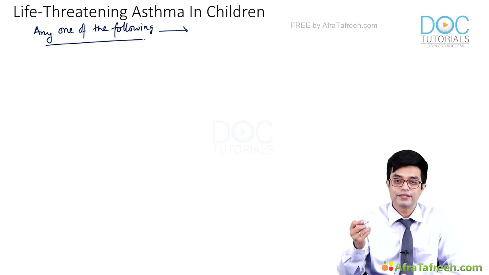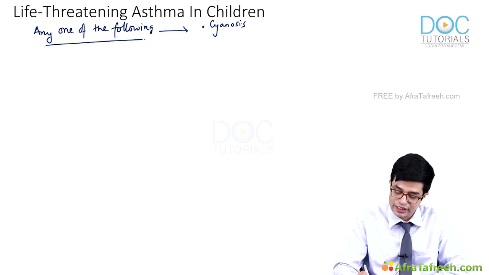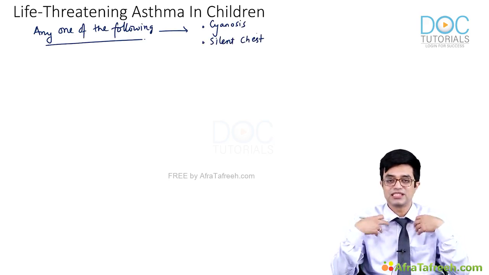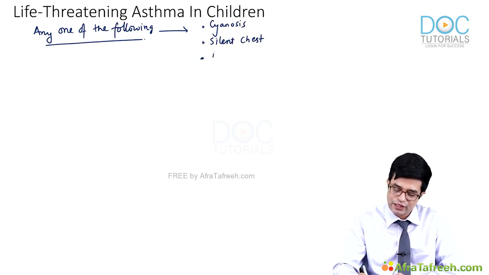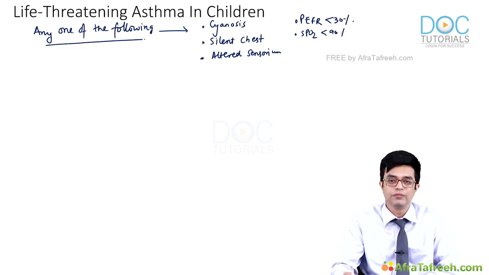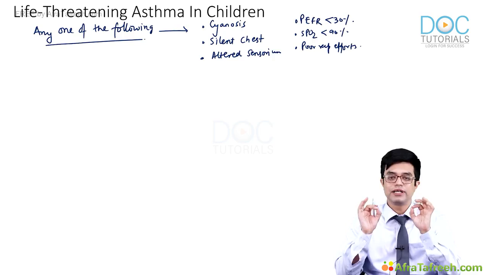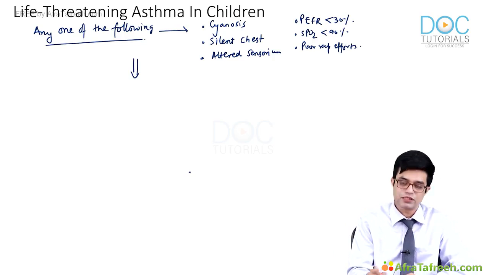So what are the things that you should remember? If the child is having central cyanosis, or a silent chest, where wheezing disappears, it is not a good sign; maybe the muscles are getting fatigued. If the child is having altered sensorium, if the child is having peak expiratory flow rate less than 30% of expected, if the SpO2 is less than 90% on room air, and if there is poor respiratory effort, any of these present, we say it is life-threatening asthma in a child. How would you manage life-threatening asthma in children?